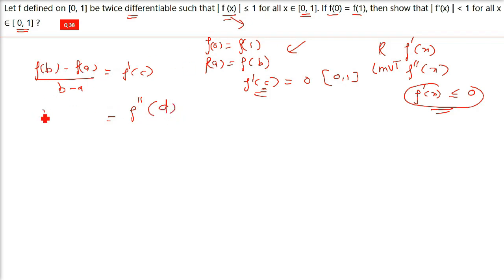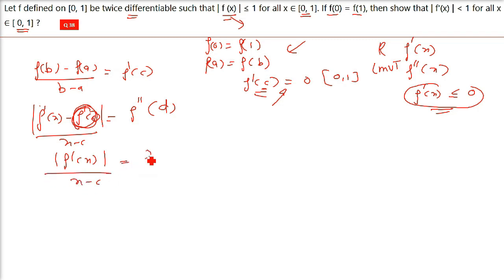But I'm just changing c to d, you'll see right now. Now f double dash d is also given, it is twice differentiable. So in (f(b) minus f(a)) by (b minus a) equals f dash c, I have differentiated again. I have changed c to d because we have already used c. And I told you already f dash c is 0 because it is already in the question, and I gave you 2 explanations for that. So f dash x by x minus c equals f double dash d.